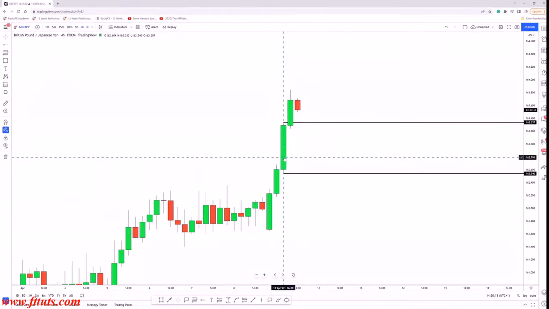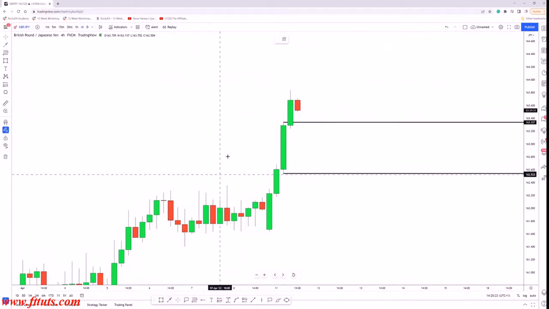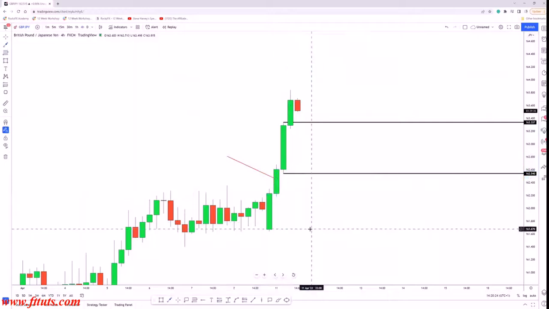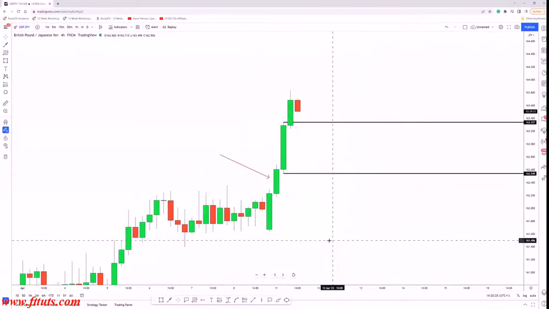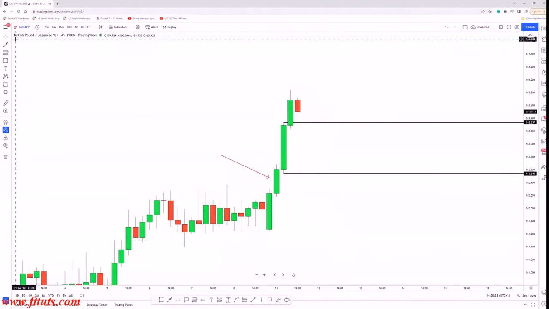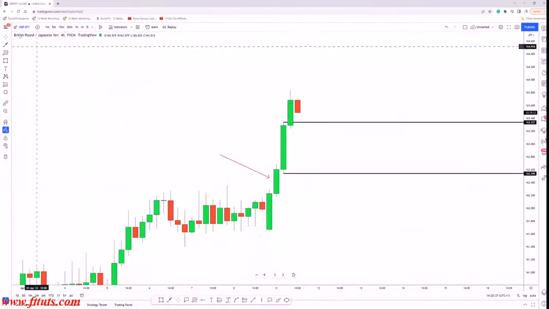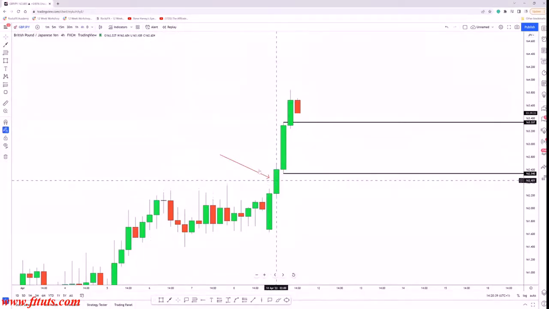This is the 6 o'clock pound JPY candle. Okay. Look at the previous candle. What information is this candle telling us? This candle is telling us that pound is strong because it's a bullish candle, meaning anything on the left is bullish, anything on the right is bearish. So this bullish candle is indicating what? That the pound is strong.